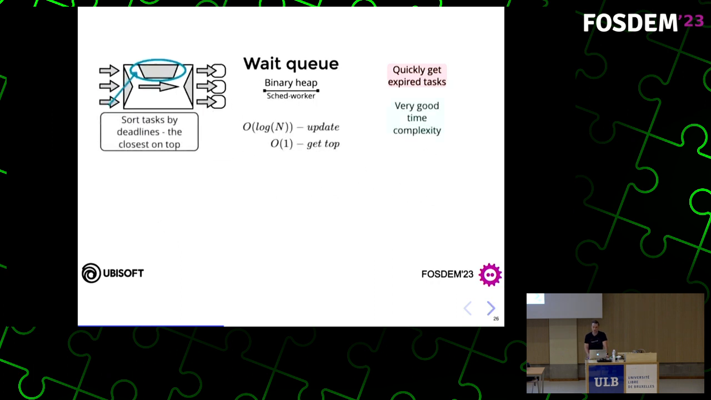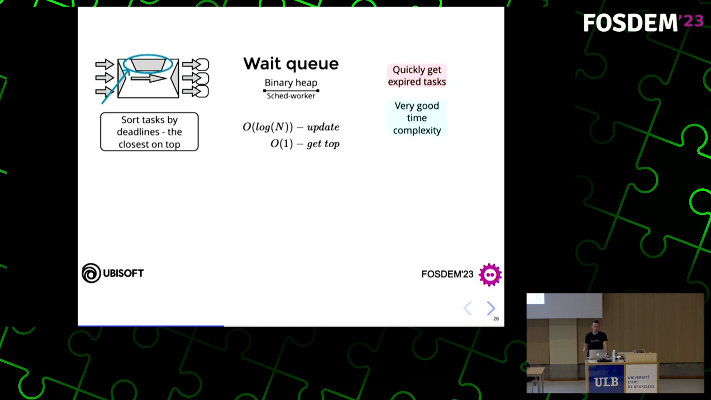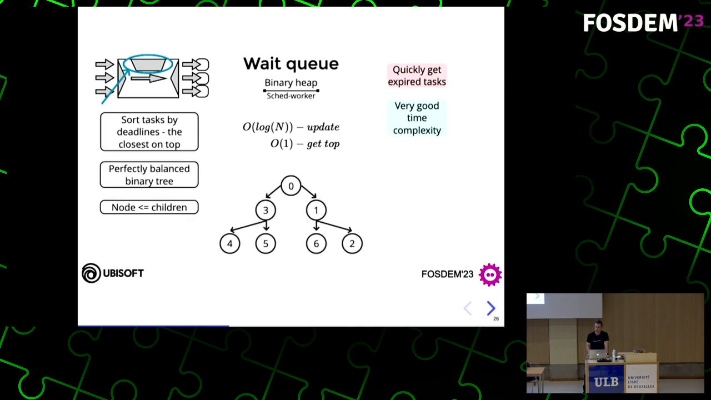What happens is that we sort the tasks by deadlines here, basically. So the task with the closest deadline will be on top, and we will be able, in constant time, to tell immediately if any task has expired by just looking at the top. And in case not all of you know what a binary heap is, there is a brief explanation. It's a perfectly balanced binary tree where each node value is less than the values of its child nodes. We call this a minimal heap.